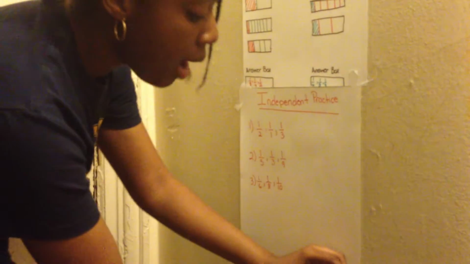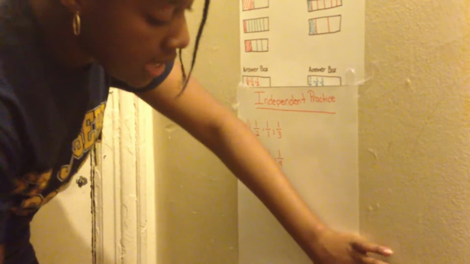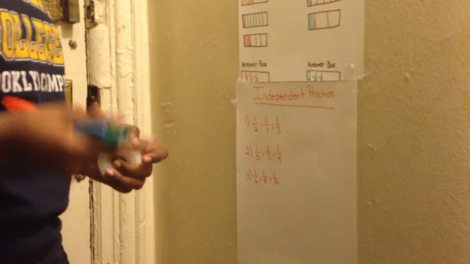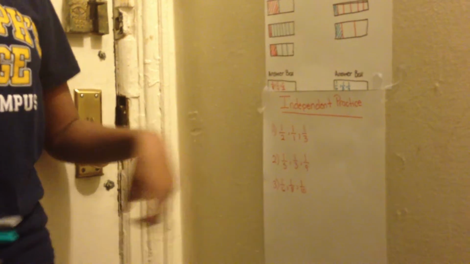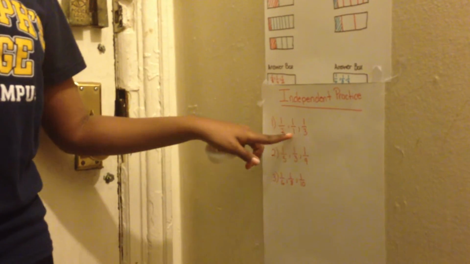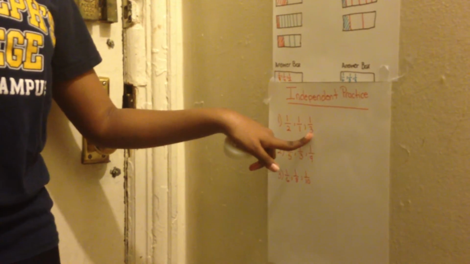So I want you guys to do the 3 problems. For each problem, how many boxes are we drawing? 3 boxes per problem. Are they going to be of different size or the same size? Same size! All right. For the first question, we have 1/2, 1/4, 1/3.